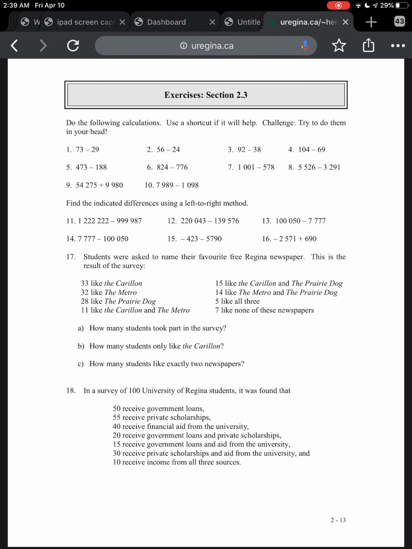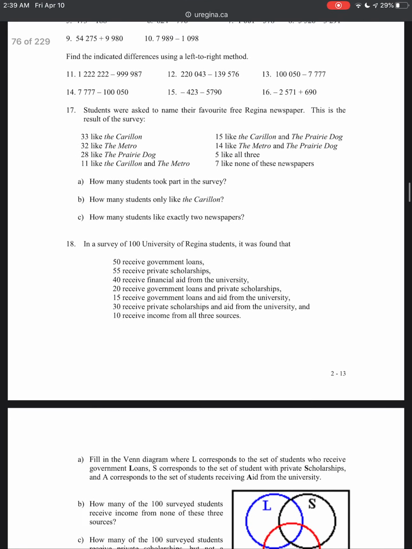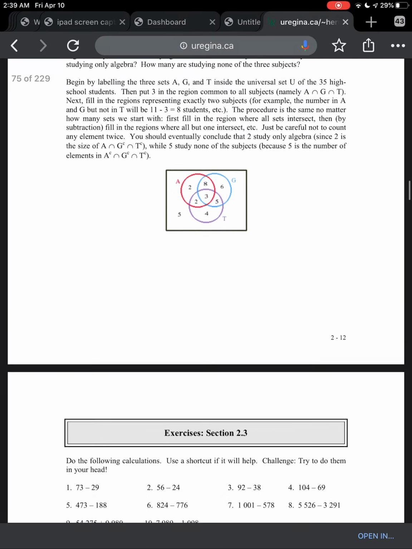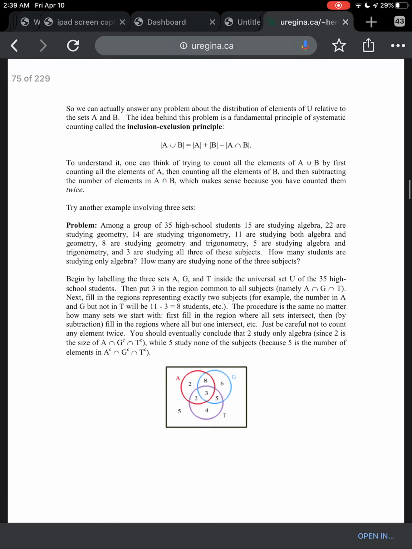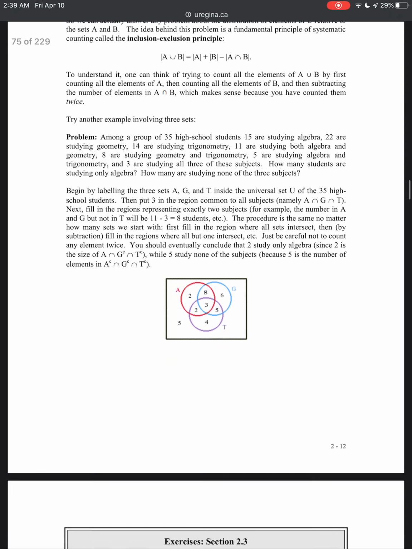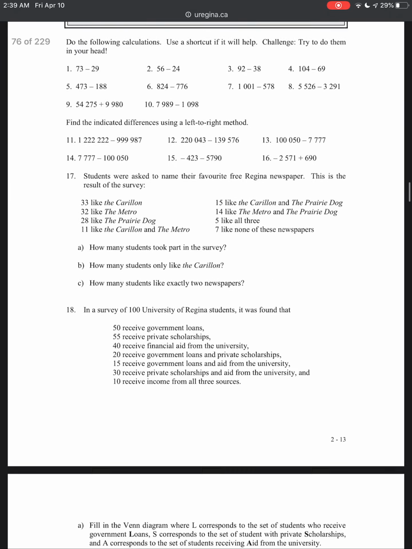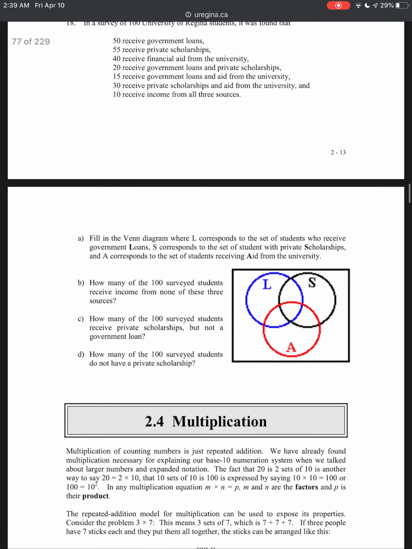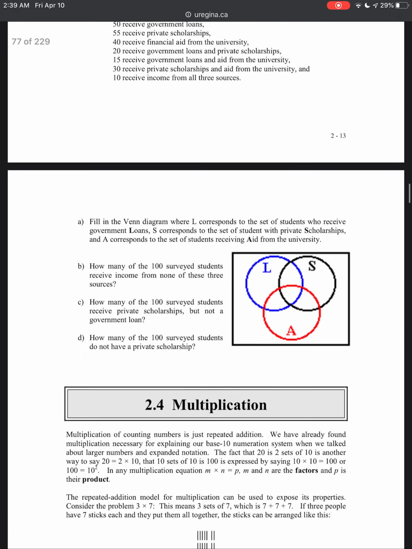There's a few here in here's a survey of 100 University of Regina students. There's also this problem in the text here, the students studying different math topics. So you can take a look at those.